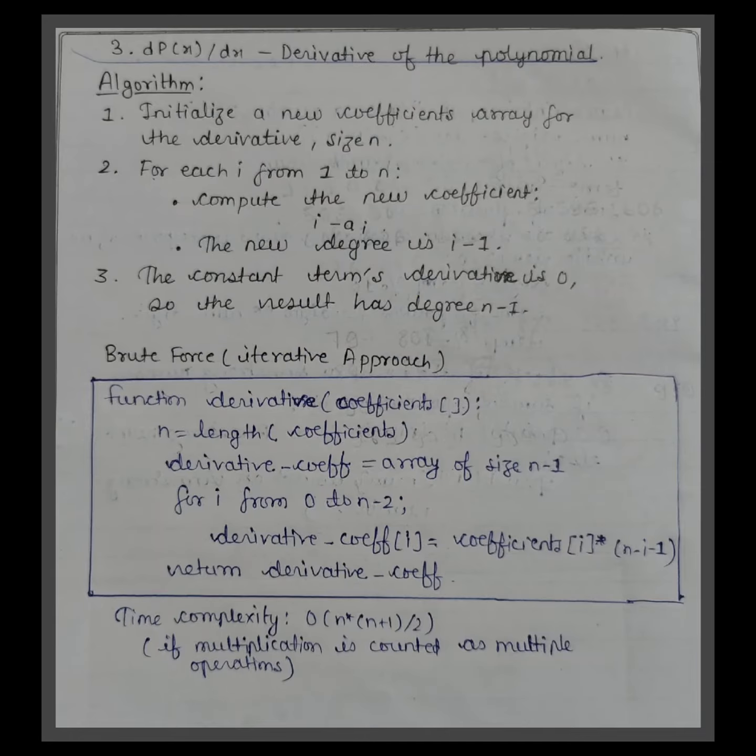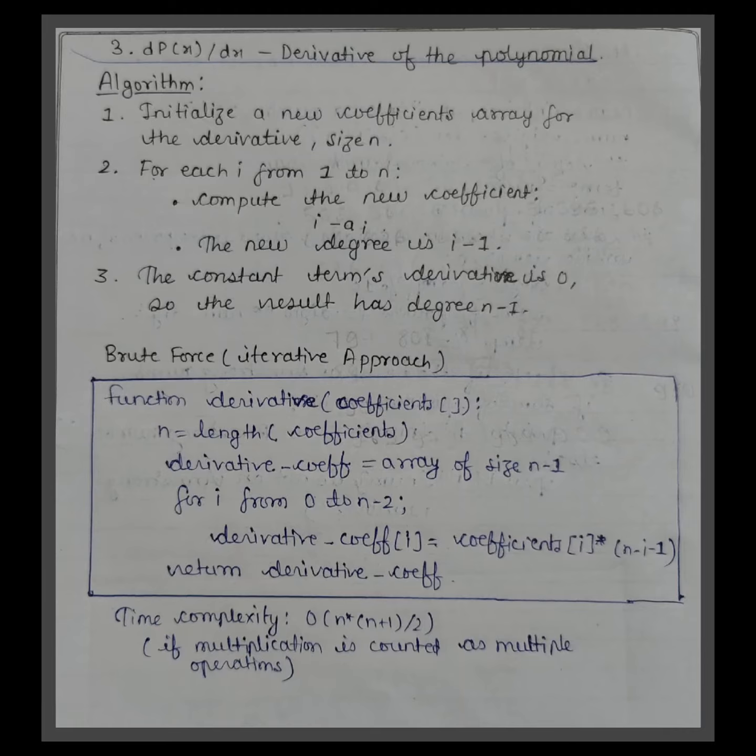Now the third task, dp(x)/dx, the derivative of the polynomial. Algorithm: initialize a new coefficient array for the derivative of size n. For each i from 1 to n, compute the new coefficient i times a_i. The new degree is i minus 1. Third, the constant term's derivative is 0, so the result has degree n minus 1.